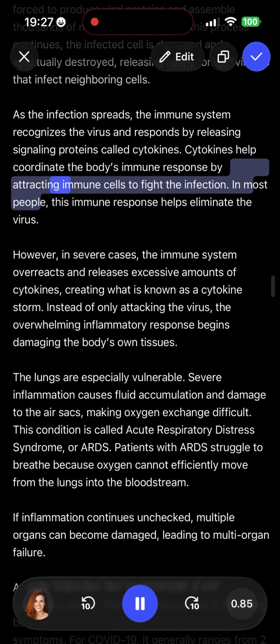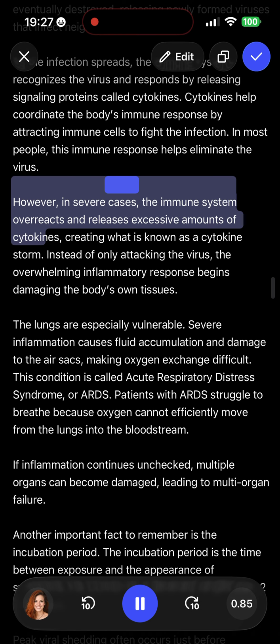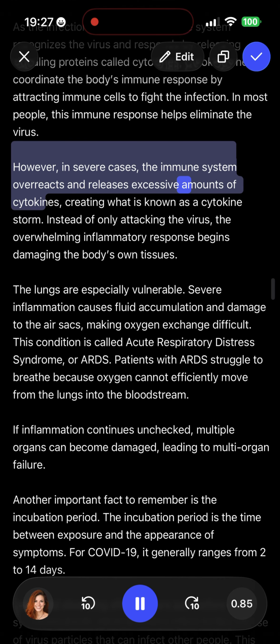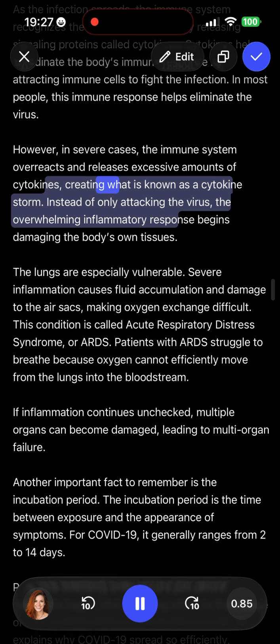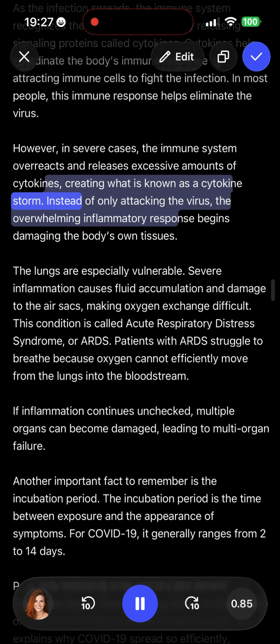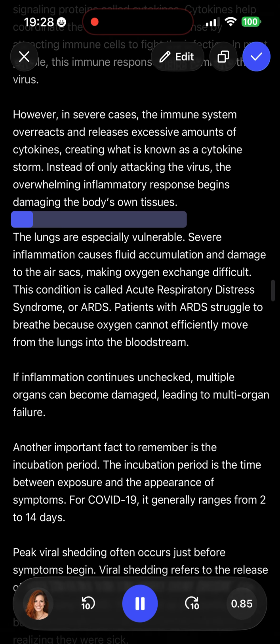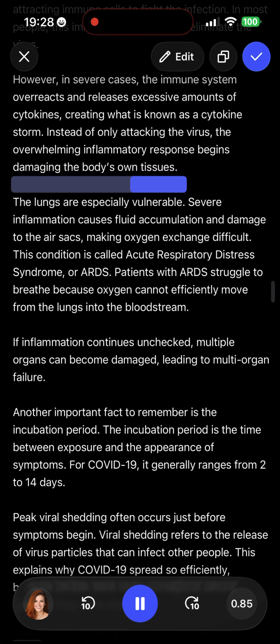In most people, this immune response helps eliminate the virus. However, in severe cases, the immune system overreacts and releases excessive amounts of cytokines, creating what is known as a cytokine storm. Instead of only attacking the virus, the overwhelming inflammatory response begins damaging the body's own tissues. The lungs are especially vulnerable.